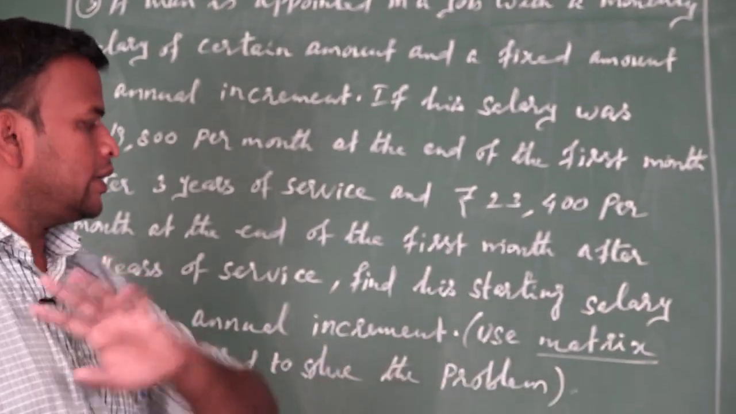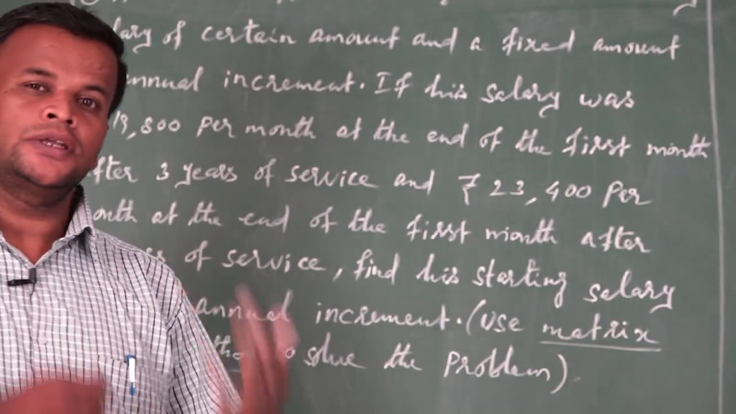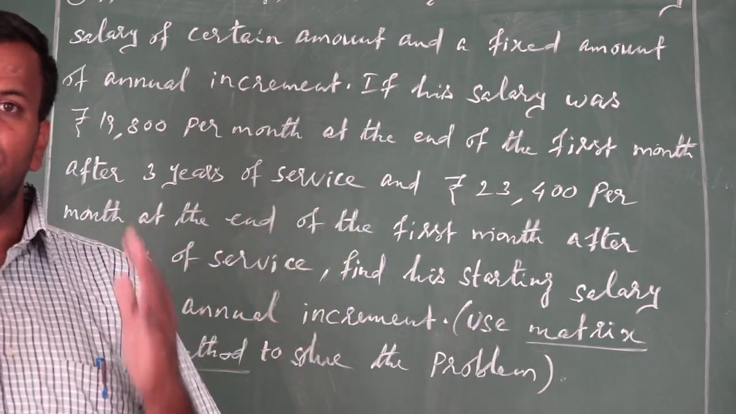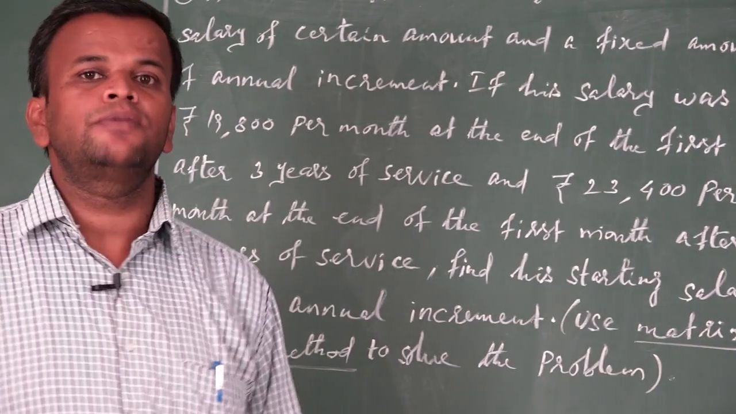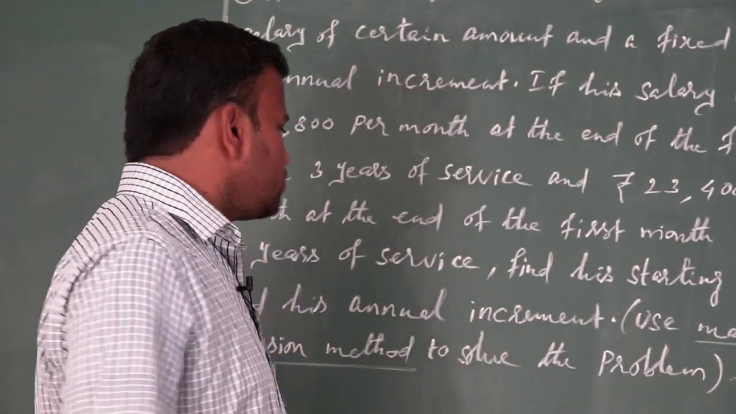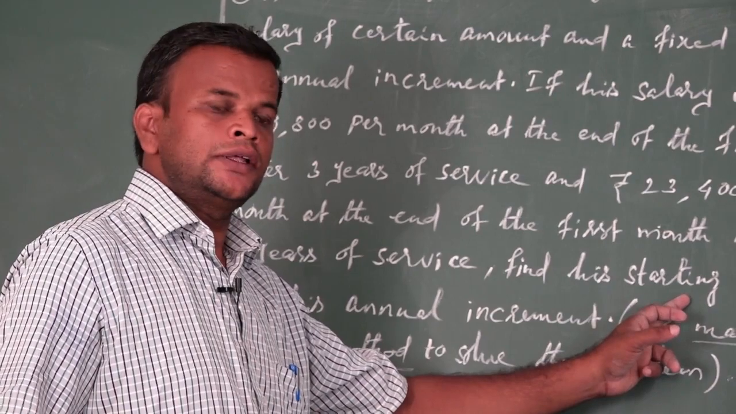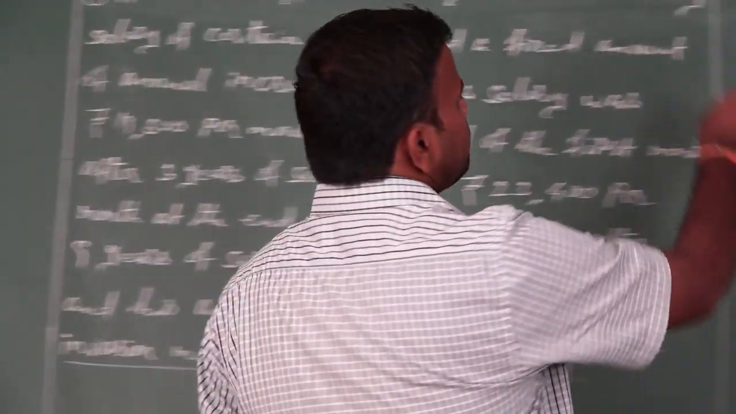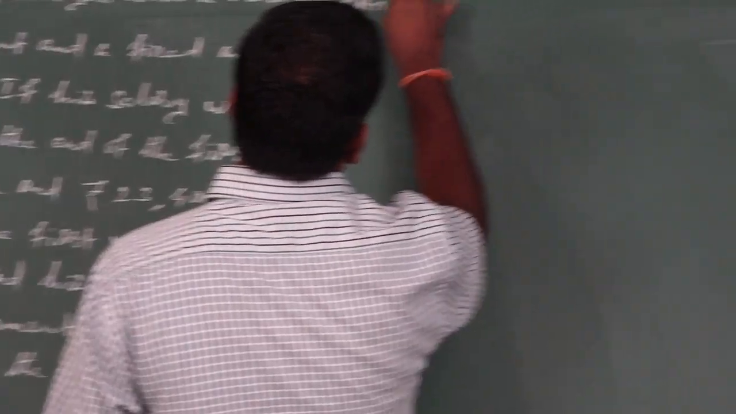and his annual increment. That is, the salaries after 3 years and after 9 years are given, to find his starting salary and annual increment. So we find two values: one is the starting salary and another is the annual increment.